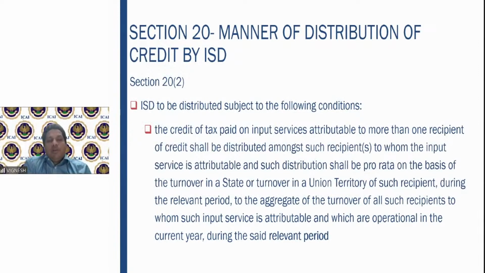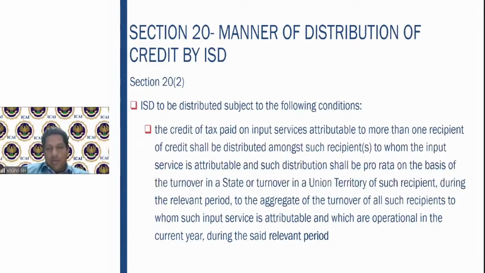The ISD credit is to be distributed subject to the following conditions. The credit of tax paid on the input services attributable to more than one recipient shall be distributed to them, and distribution shall be pro rata on the basis of turnover in the state or union territory of the recipient during the relevant period, to the aggregate of the total turnover of such recipients to whom it is attributable and which are operational in the current year during the relevant period. So how should the credit be distributed? It shall be distributed on a pro rata basis on the basis of the turnover in that respective state.